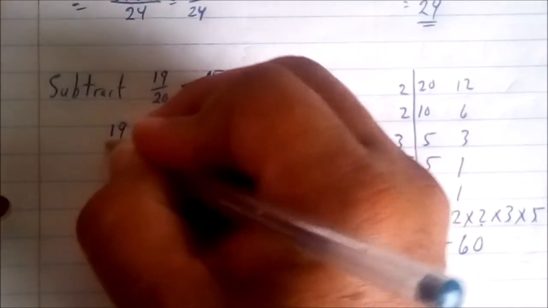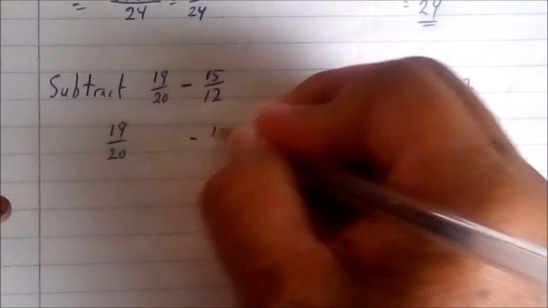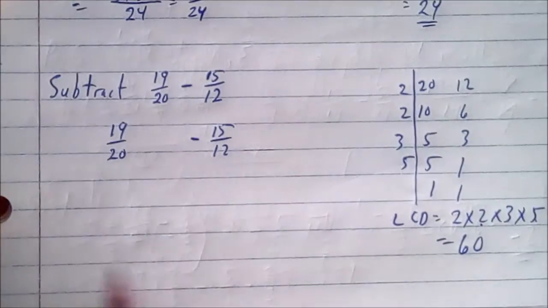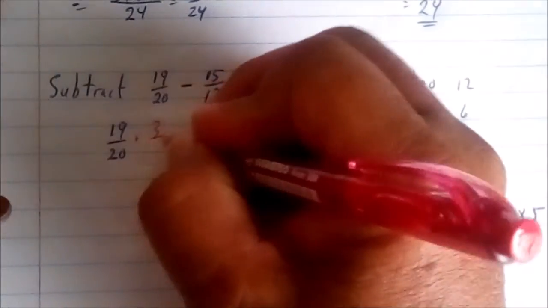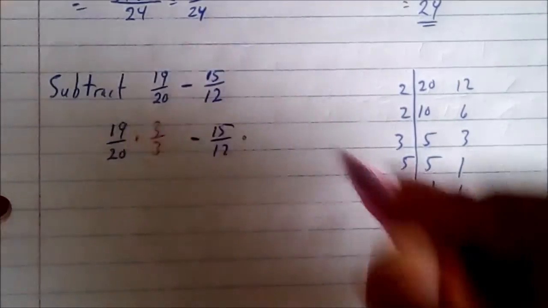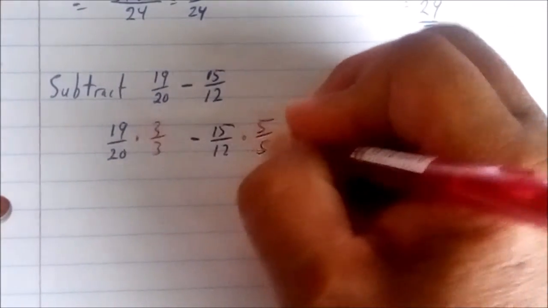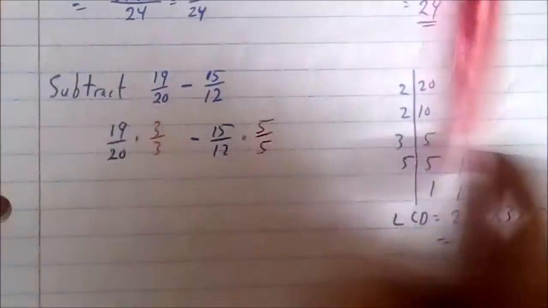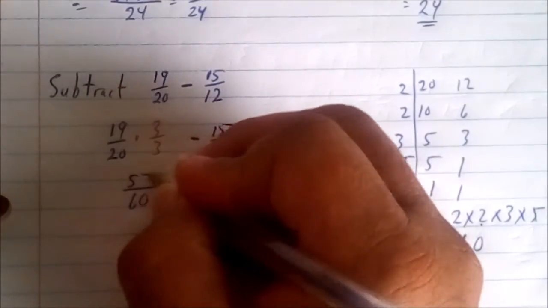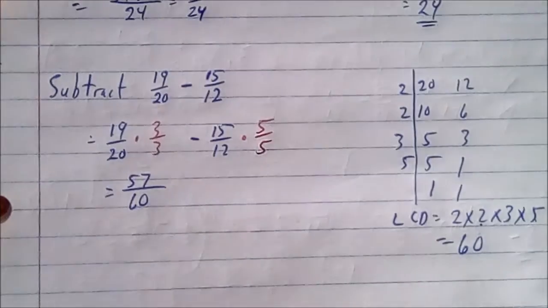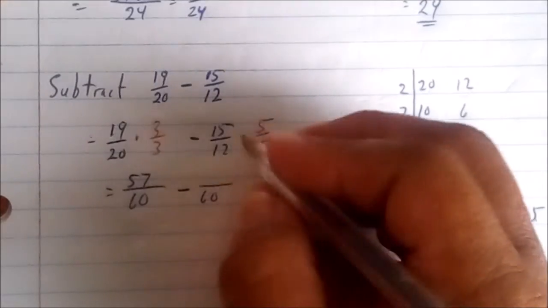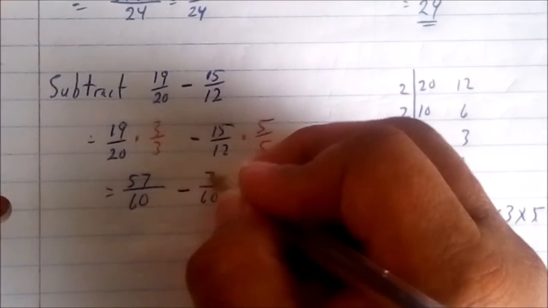So we write 19/20, take away 15/12. By what must we multiply 20 to get 60? By 3. Excellent. So we multiply the top by 3, and then in this case 12 times what will give us 60? Well, 12 times 5 will give us 60, so we multiply the top by 5 and the bottom by 5. So now 20 times 3, that gives us 60. 19 times 3, that gives us 57. Okay, and then we put the minus sign here. 12 times 5, that gives us 60. 15 times 5, that gives us 75.